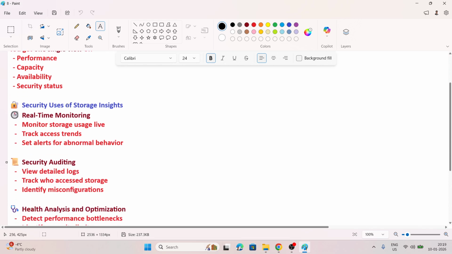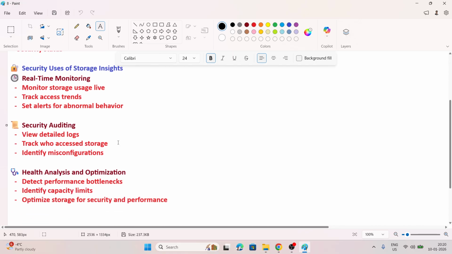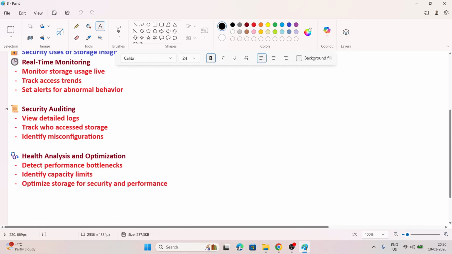Then security uses of Storage Insights: real time monitoring of storage usage live. Then track access trends and set alerts for abnormal behavior. Then security auditing: view detailed logs, track who accessed storage, and identify misconfiguration. Then health analysis and optimization: detect performance bottlenecks, identify capacity limits, and optimize storage for security and performance.